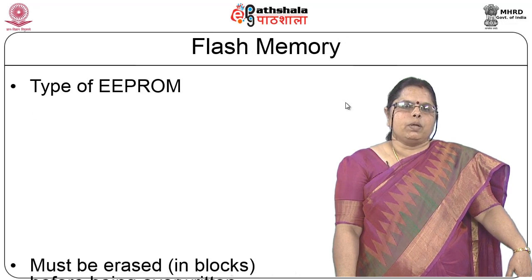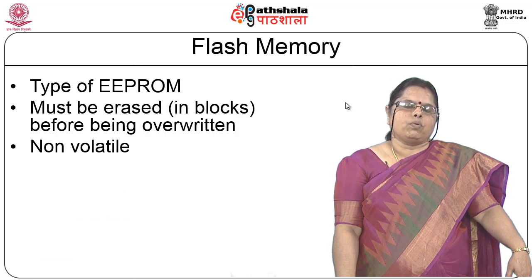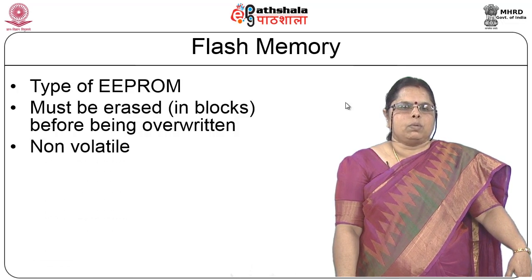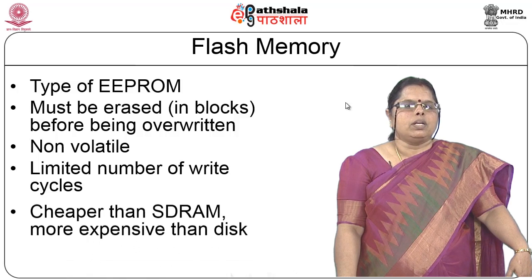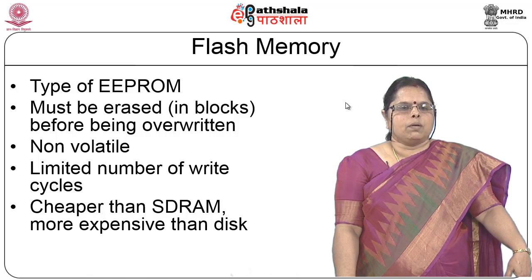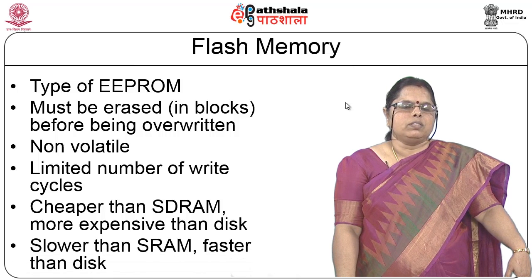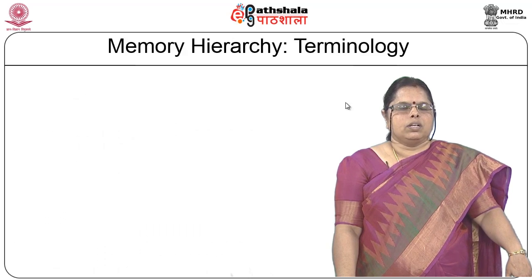The next type of memory that we are looking at is flash memory. Flash memory is again a type of EEPROM, electrically erasable PROM. It must be erased in blocks before being overwritten. It is non-volatile, so it stores the information even when power is removed, and you have a limited number of write cycles here. It is cheaper than an SDRAM device, but more expensive than a disk. It is slower than an SRAM device, but faster than your disk.